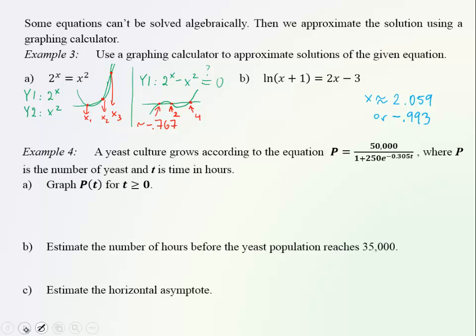And we have one application problem. A yeast culture grows according to the equation, and here's the given equation. As you may remember, this looks like a logistic pattern, where P is the number of yeast and T is time in hours. Graph function P of T for T bigger or equal to 0. Well, to graph it, you can use a graphing calculator and find out the shape.